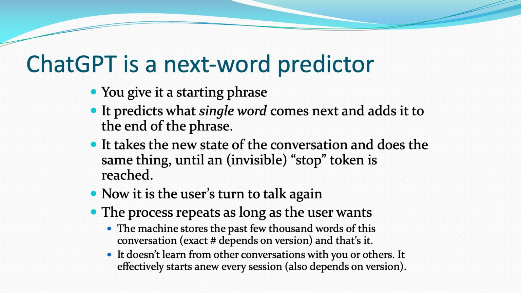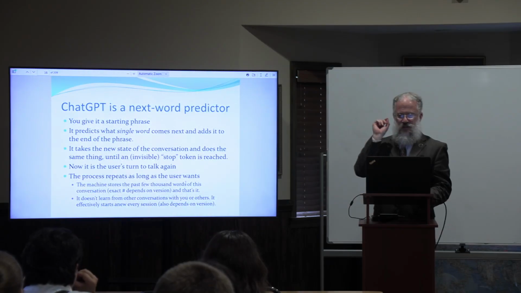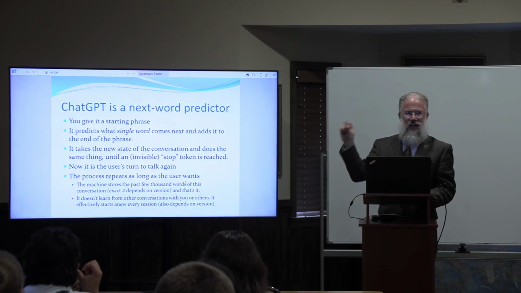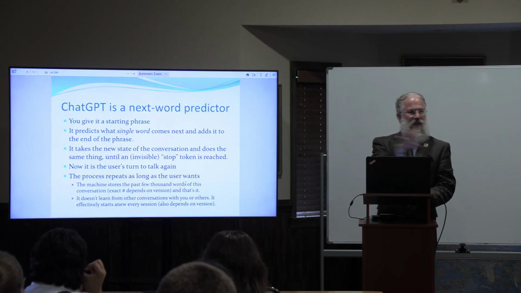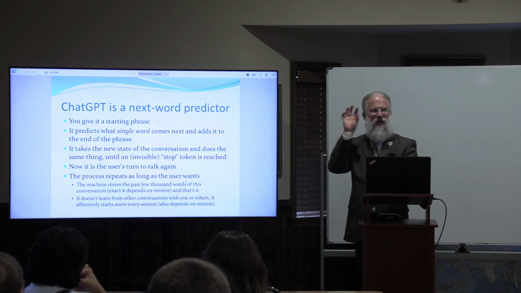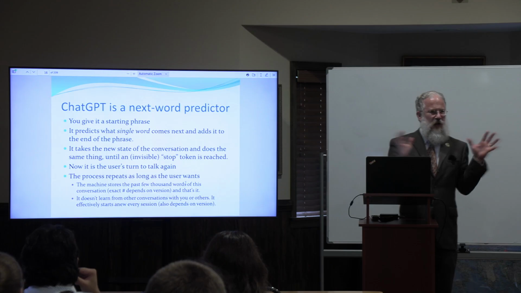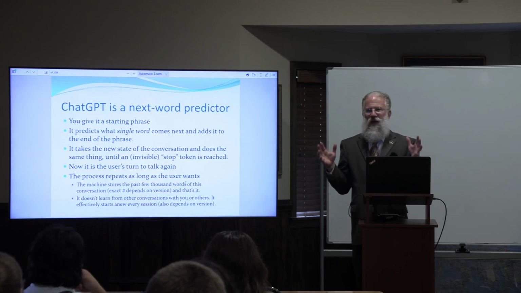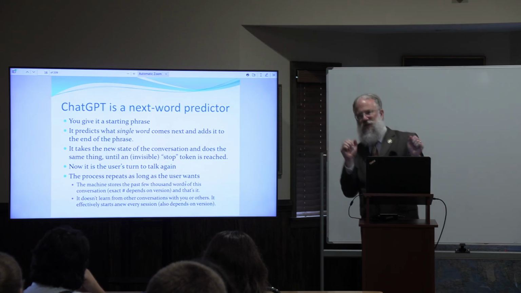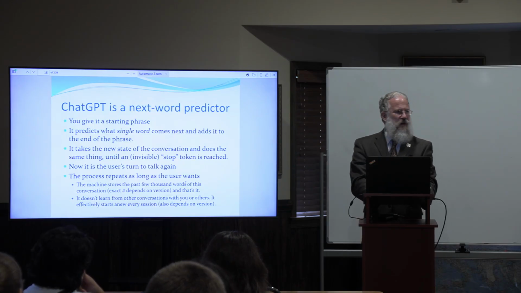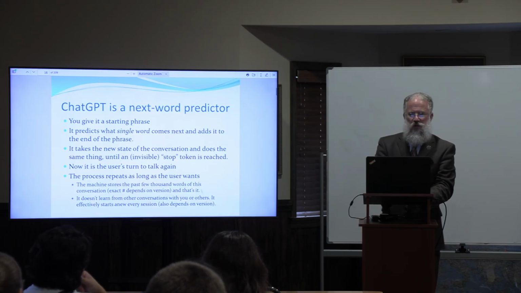So what is ChatGPT? Fundamentally, the technology is that ChatGPT is a next word predictor. You give it a starting phrase, which you type into it, it predicts the single word that should come next and adds that to the end of the conversation. Then it takes the new state of the conversation and repeats, predicting the next most likely word to add one after the other, until it gets to an invisible stop token that's not displayed to the user, at which point the interface turns the conversation back over to you. And this process goes back and forth as long as the user wants.